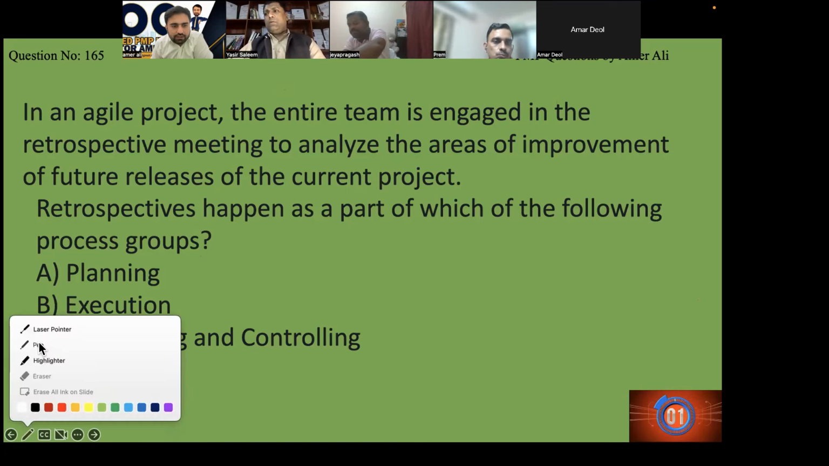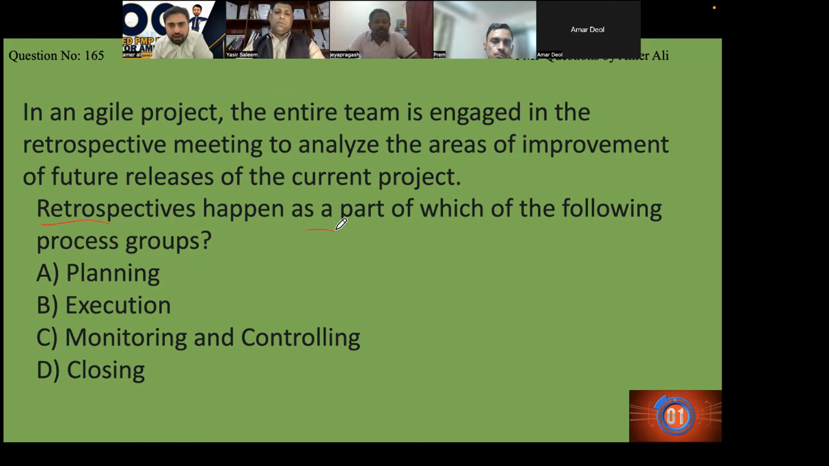Retrospective happens as a part of which of the following process group? In an Agile project, the entire team is engaged in the retrospective meeting to analyze the areas of improvement of future release of the current project. So it is not planning, that is sprint planning. Execution is daily stand-up. Only two candidates are monitoring and control and closing.